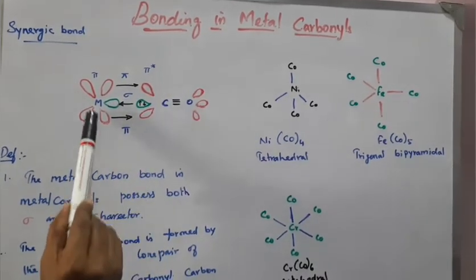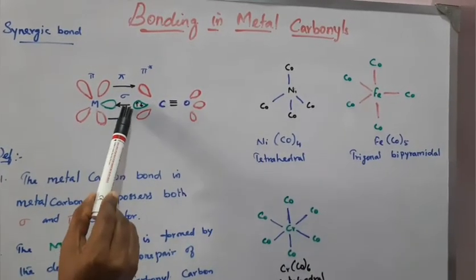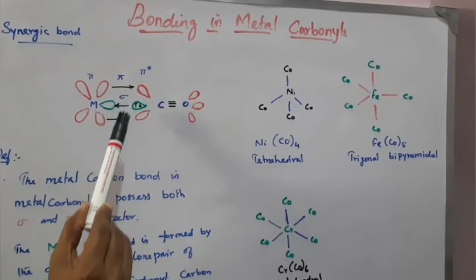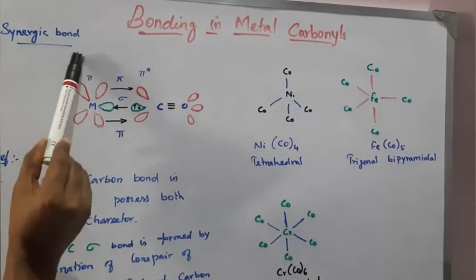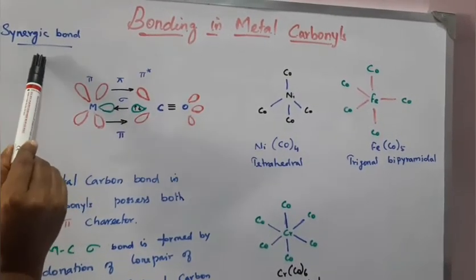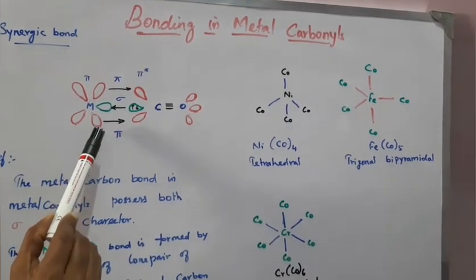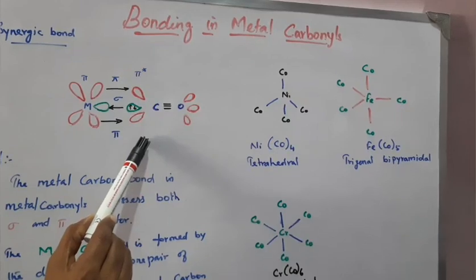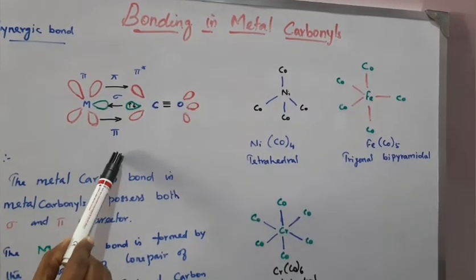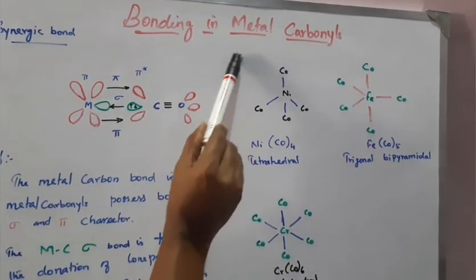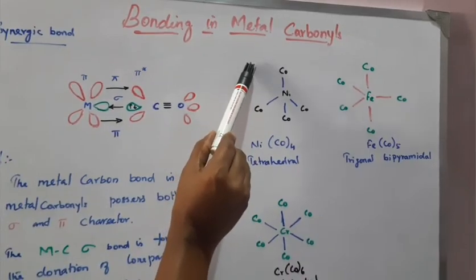So in a single complex, both sigma bond and pi bond are formed, and that is called a synergic bond. This synergic bond gives more strength and more stability to the particular complex. That is why metal carbonyl bonds are so stable.